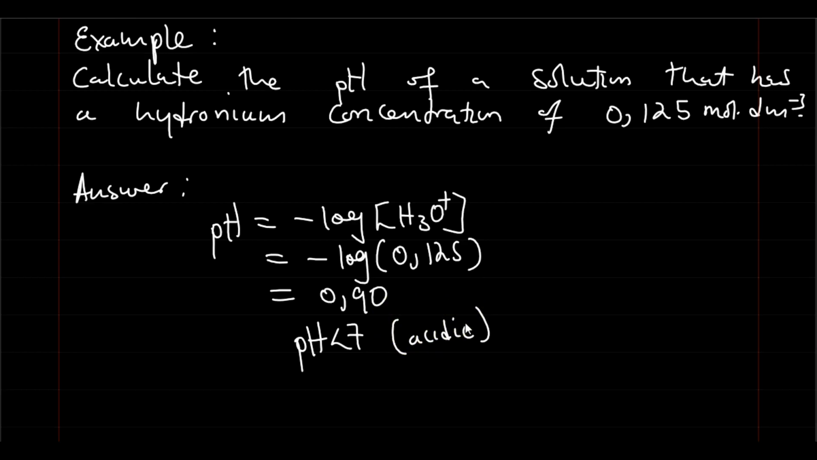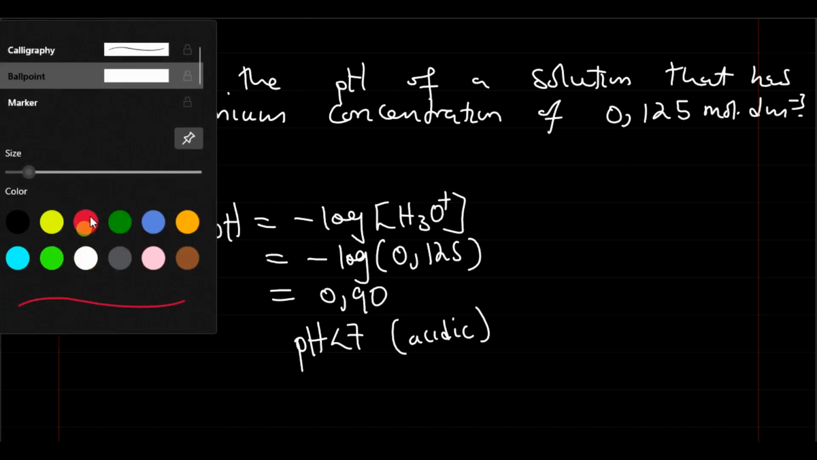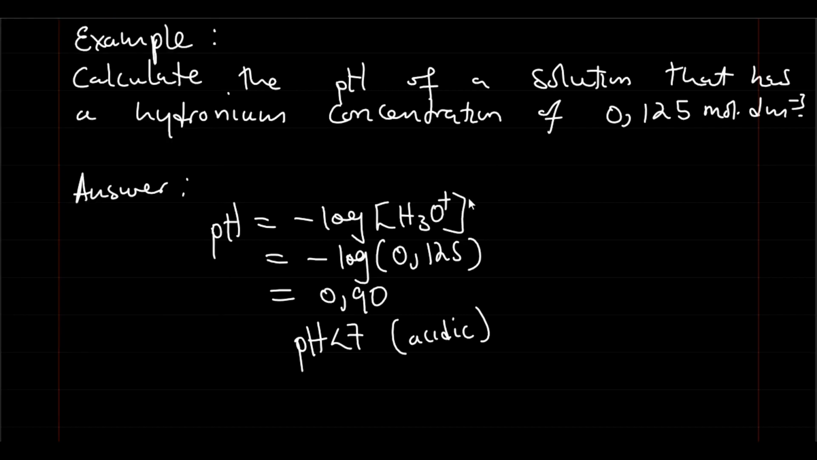But you are not asked that question. They just said calculate the pH of a solution that has that concentration of a hydronium ion. So you will end here on 0,9. Okay, so now when they mark this question, this is what they do: 1 for the correct formula, 1 for correct substitution, 1 for correct answer.